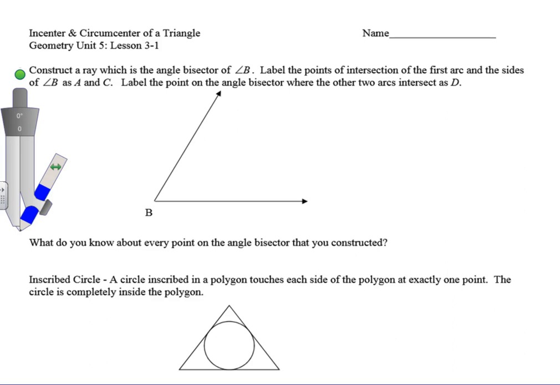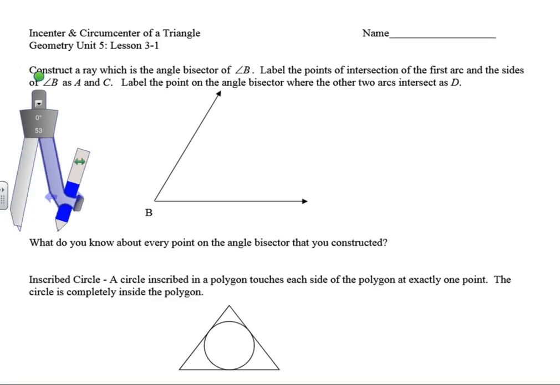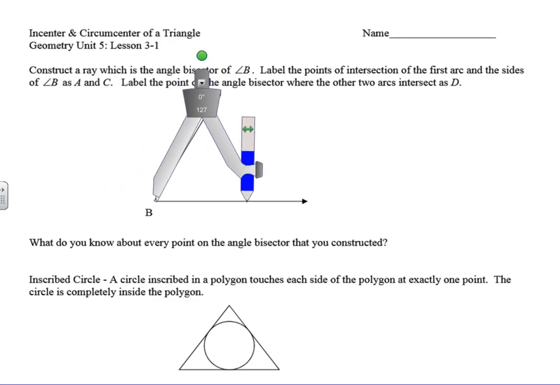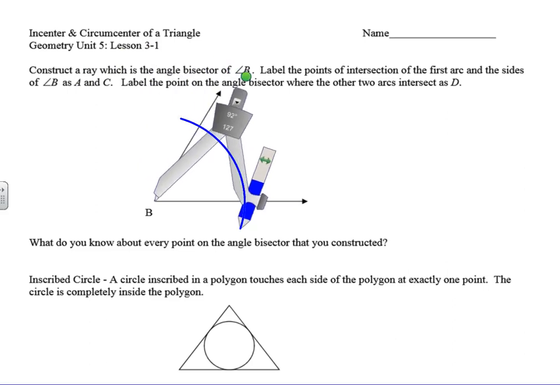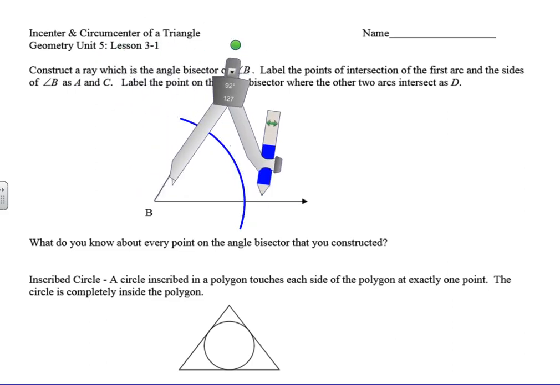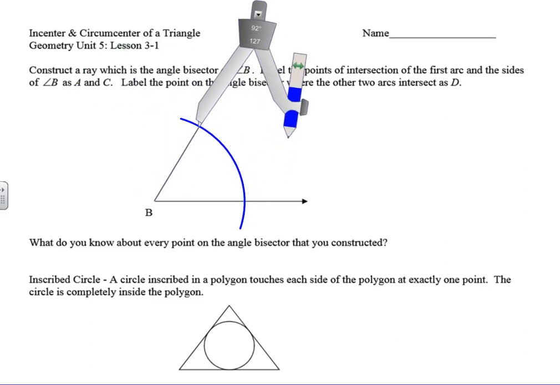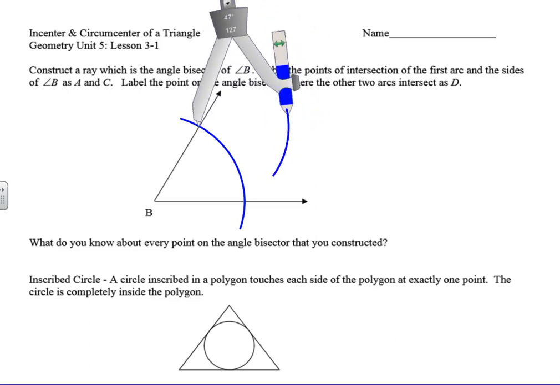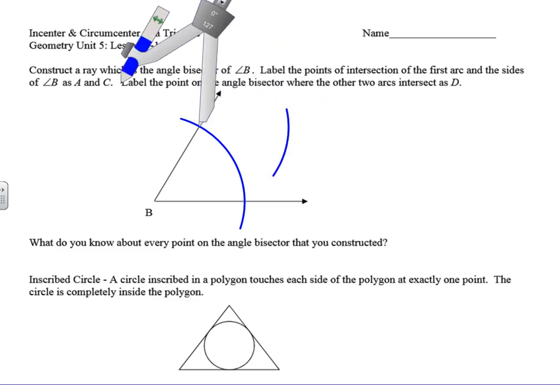And so to begin, we have this thing that says construct a ray which is the angle bisector of B. Label the points of intersection of the first arc and the sides of B, A, and C. So let's do step one. That's our reference arc. So we're going to put our reference arc in here. I'm just going to go ahead and finish the angle bisector construction because we've done that a bunch, so we're pretty familiar with that at this point in the year.